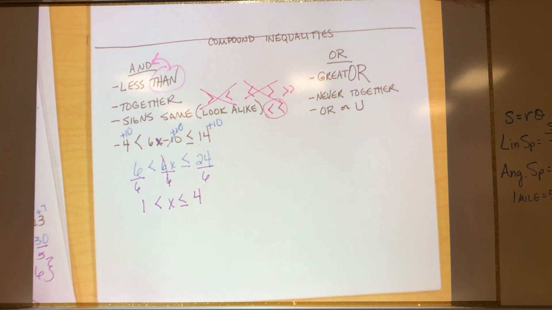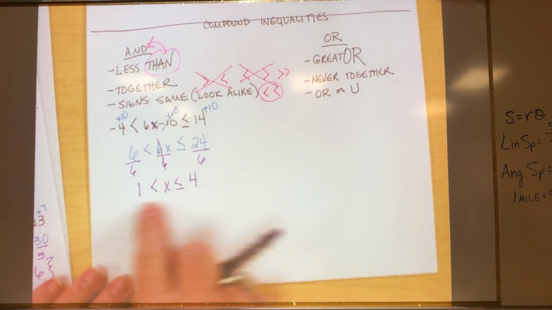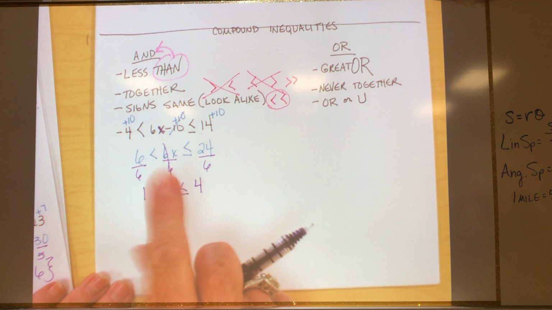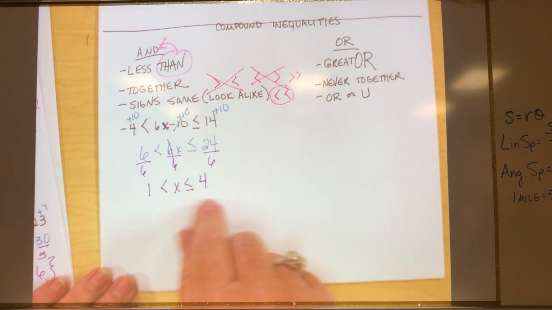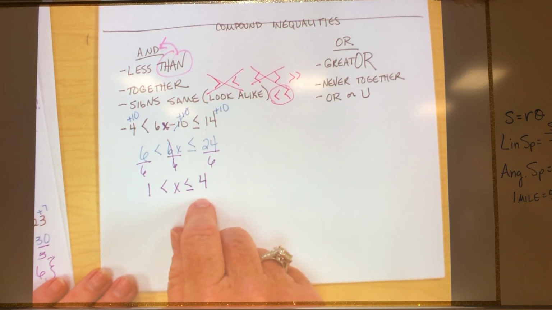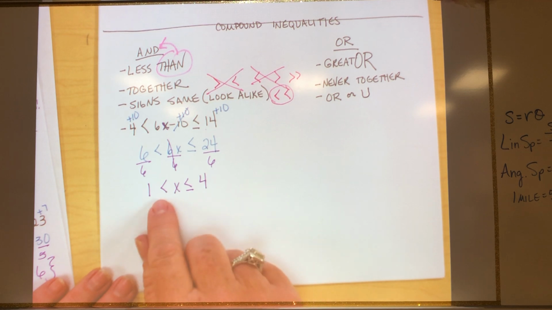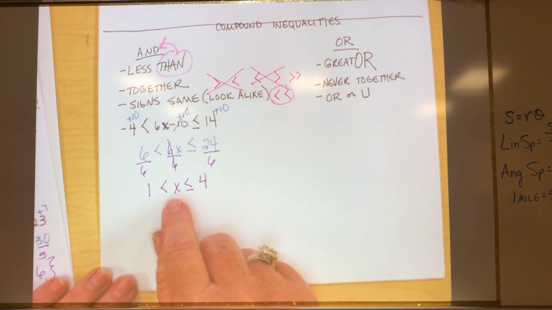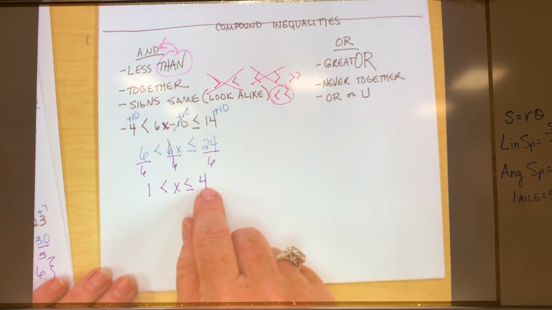Okay? So this is what it says, but this is the way I would read it, and I want you to know why. If I read it this way, do you have any earthly idea what kind of numbers I'm talking about? 1 is less than x, which is less than or equal to 4. When you say that to me, my brain goes, wait, what? What did you just say?